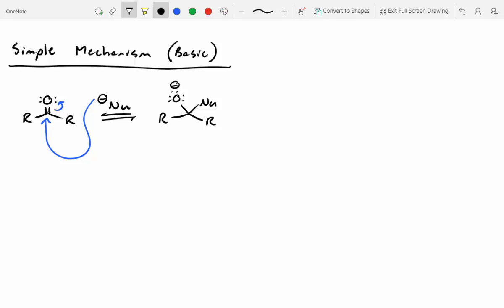And then in the next reaction, you typically have some sort of proton source. So I'll just do H plus in brackets. And you can protonate your oxygen. So that's the simplest mechanism for nucleophilic attack under high pH conditions.